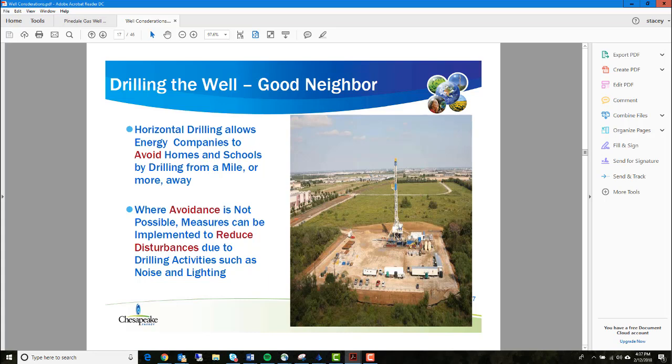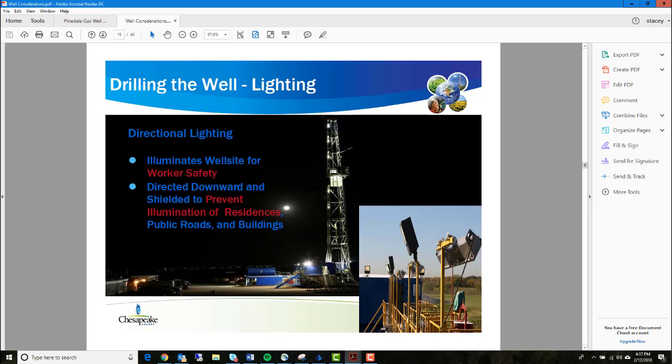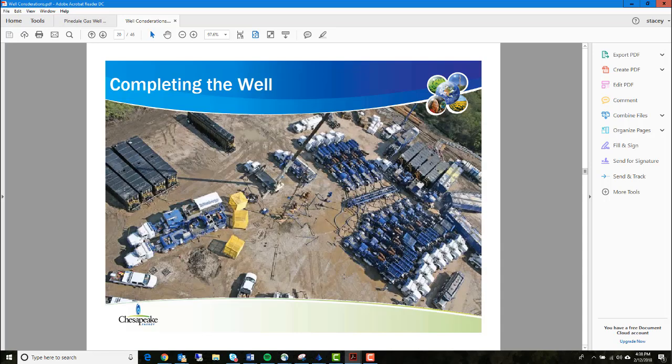The different trucks, some of the fluids could be there. We have some of our flare boxes and maybe blowout prevention valves, different pipes that we need from that area. We have sound protection. We try to limit those and put things up from that standpoint. Drilling lighting has a big impact on some environmental concerns.